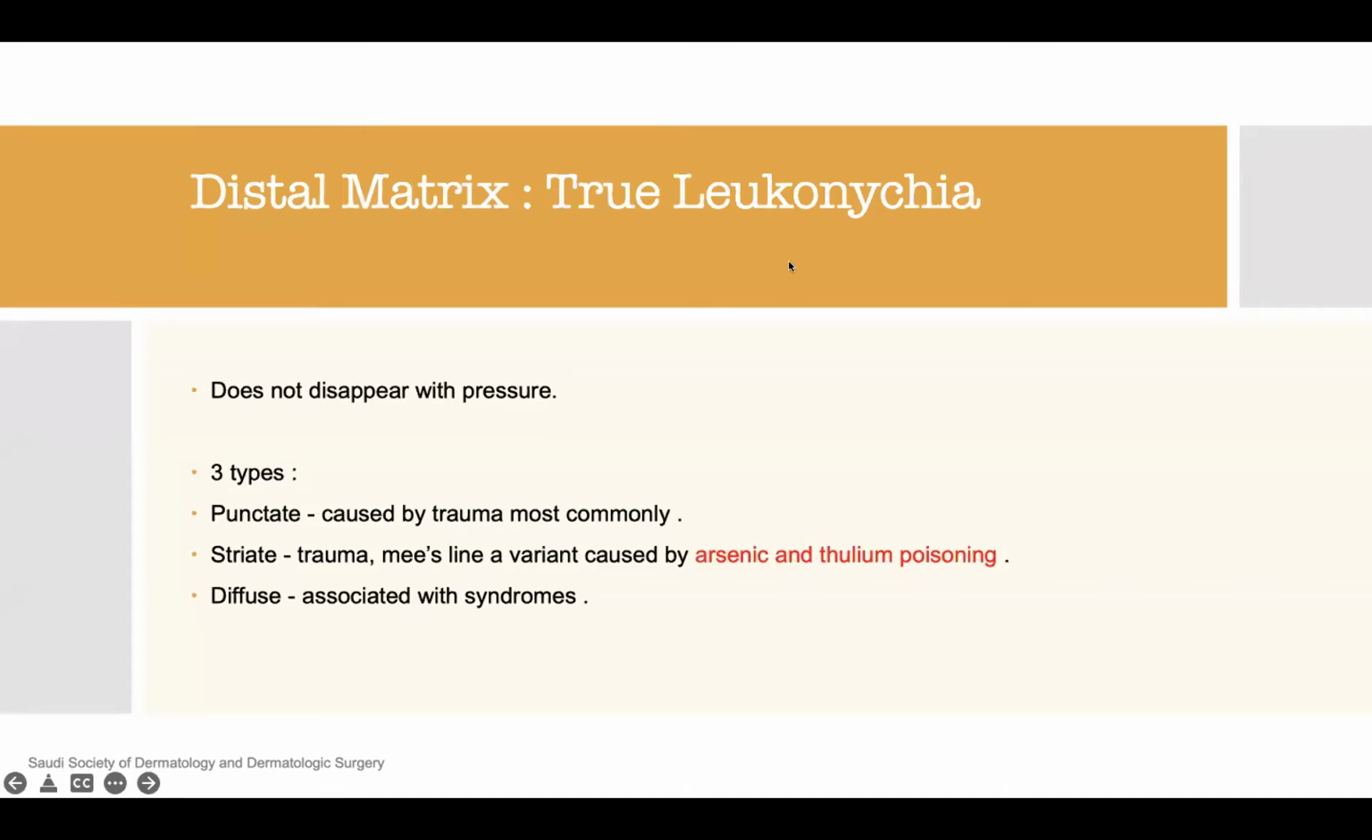Okay, so true leukonychia has three types. The punctate, which is most commonly caused by trauma. Striate, and transverse, subdivided into Mees' line, which is caused by arsenic or thallium poisoning, and diffuse, which is associated with syndromes.